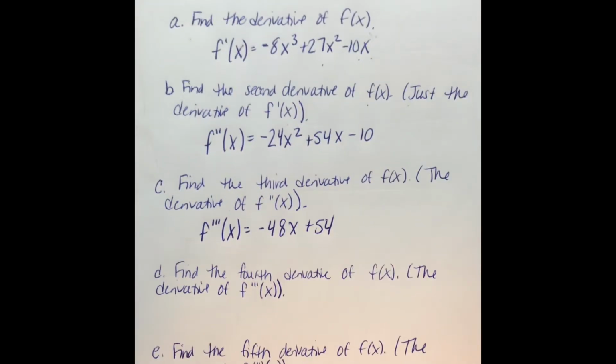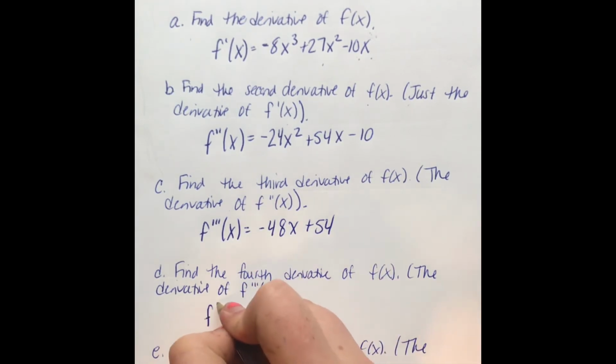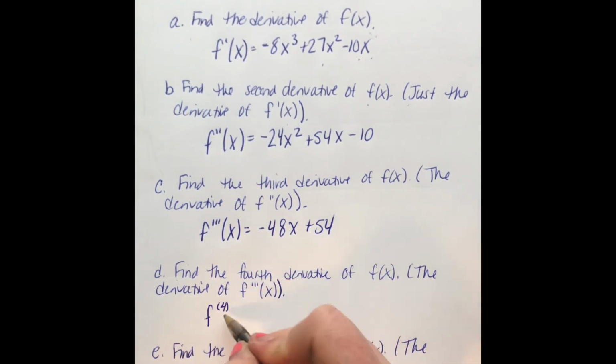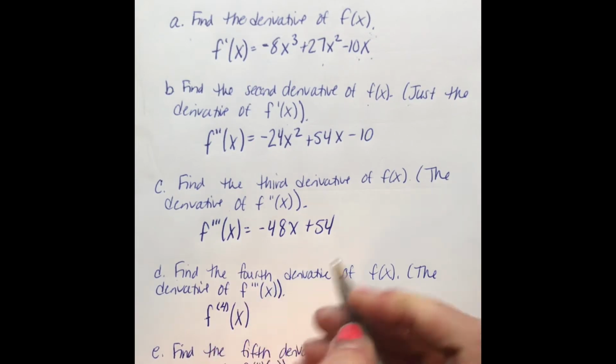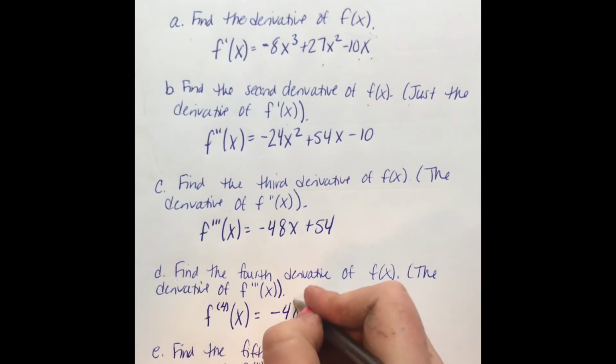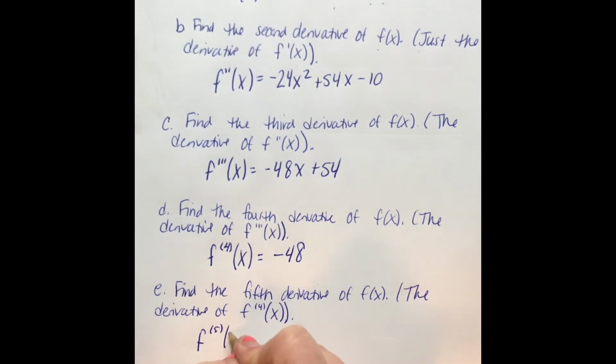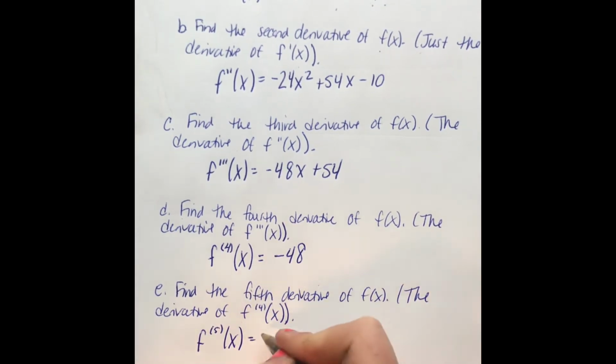Good. Part D, again, find the fourth derivative. So again, we're finding the derivative of f triple prime. This time, when we do the fourth, we have to put the 4 in parentheses. When you're doing the derivative, they must contain the parentheses. And that's equal to negative 48. And last but not least, finding the fifth derivative, f of 5 of x, that is equal to just 0 because the derivative of a constant is 0.